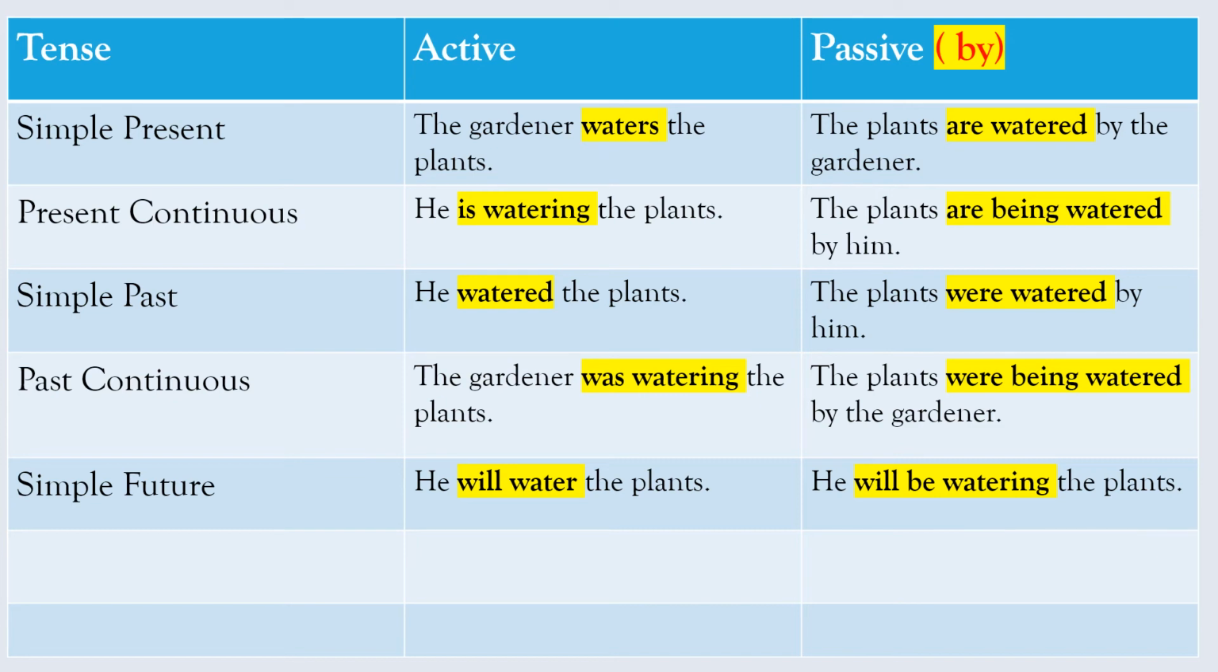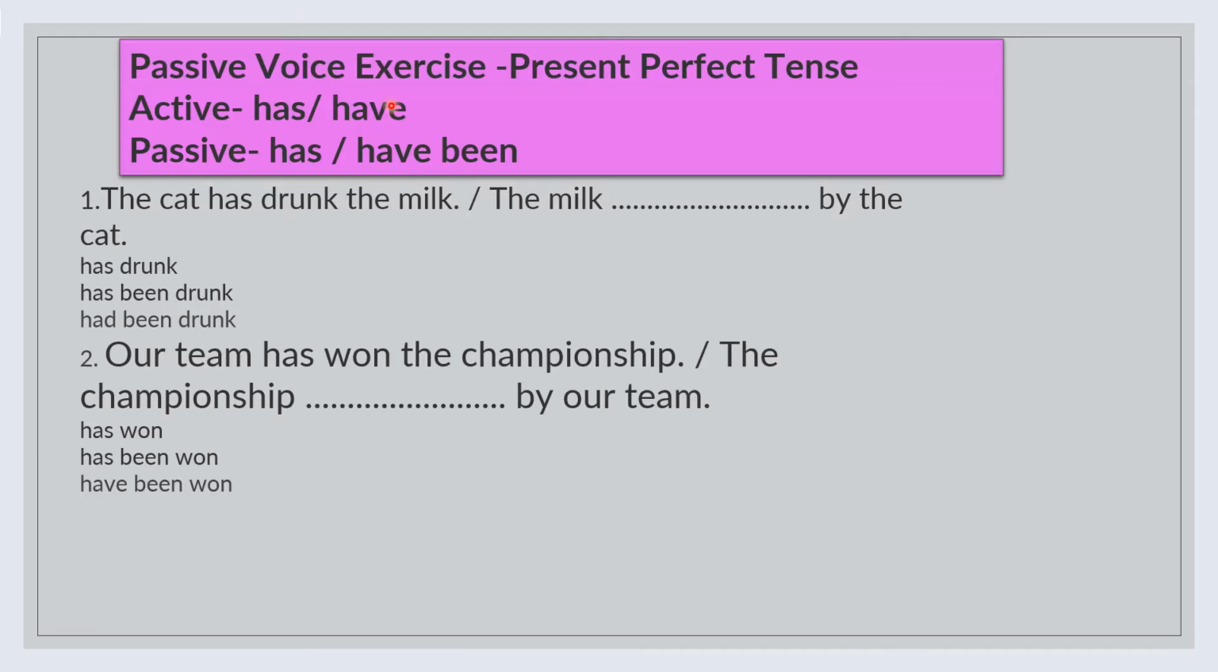Now let's go to the perfect tenses. Passive voice exercise, present perfect tense. In the active voice, we use this word has. In the present perfect tense, those of you who are confused in tenses, I'll be sharing the link of my tenses video, which I've explained using a timeline. After watching that, you will never go wrong in understanding tenses. So in the present perfect tense, we use has or have as per singular and plural cases. And when we are changing it, we use has been in the passive voice.